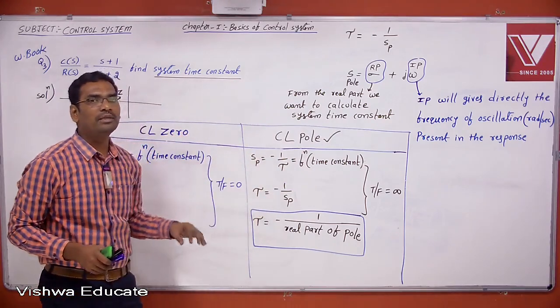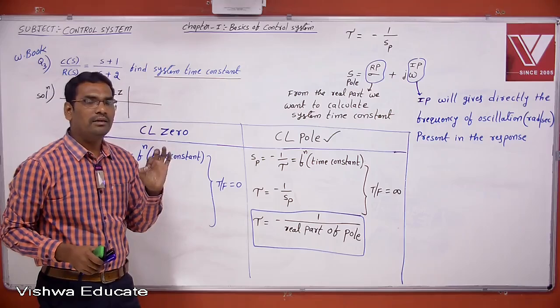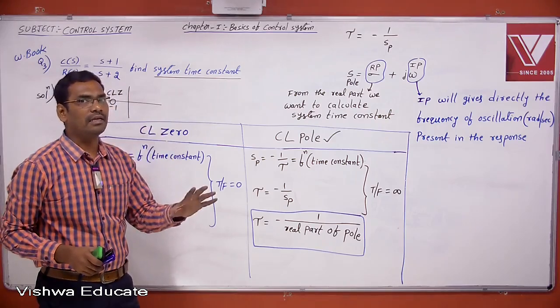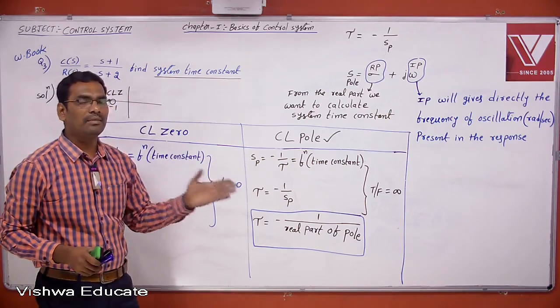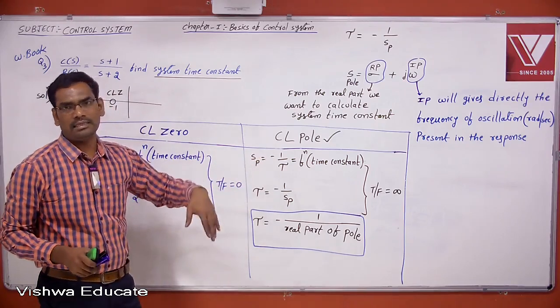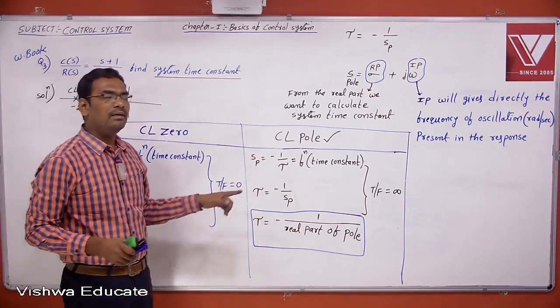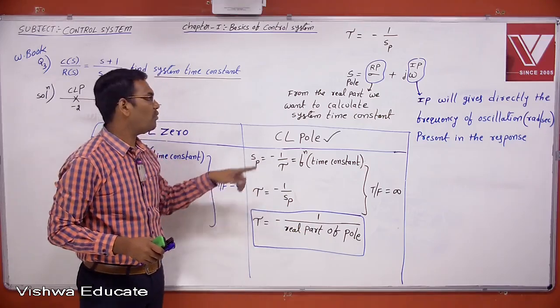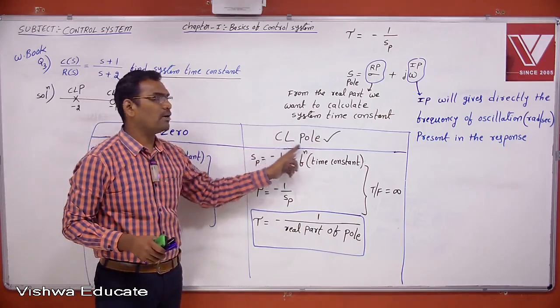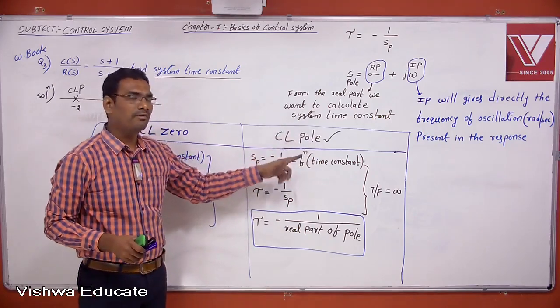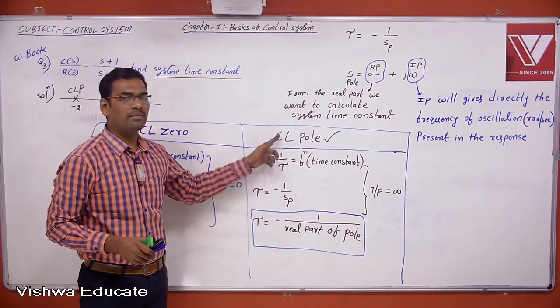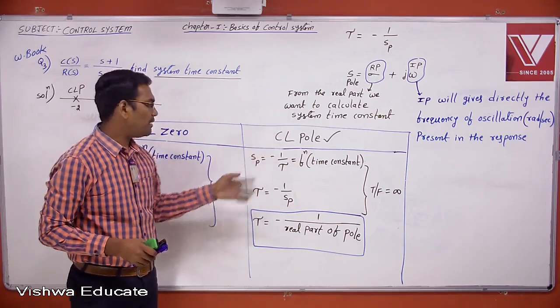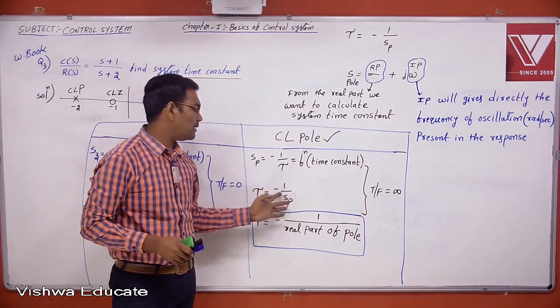And you already know that the characteristic equation gives the characteristics. The characteristics are time constant, gain, all these things. So the characteristic equation consists of what? The characteristic equation consists of only closed loop poles. Therefore, the time constant is obtained from the closed loop poles itself. But for finding the time constant, here there is a confusion.